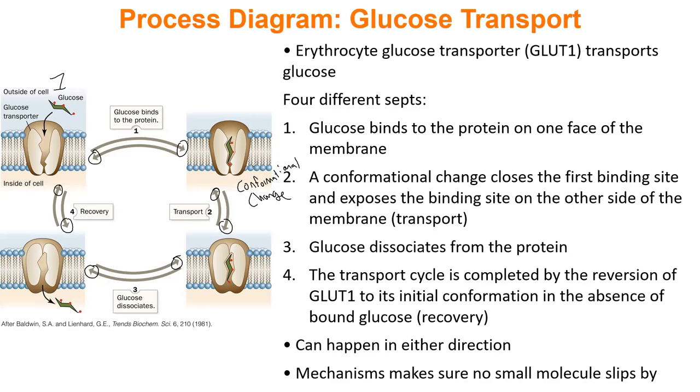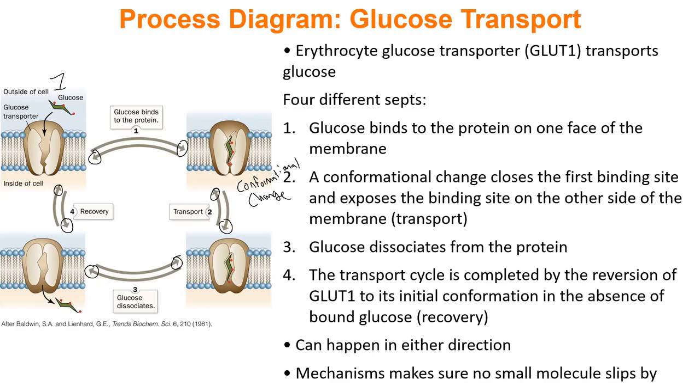And what that means is that the amino acids inside the protein change their orientation. They change their shape. It's the same idea that we looked at with the R to T transition for hemoglobin, where you have all your amino acids changing position to convey a message. You can think of this as having an R and T state as well, because there are two different conformations. But here, once the glucose binds, we have that conformational change.